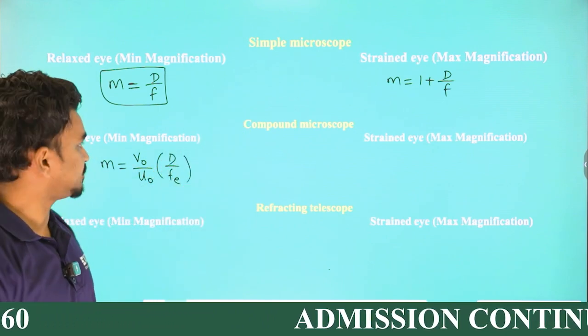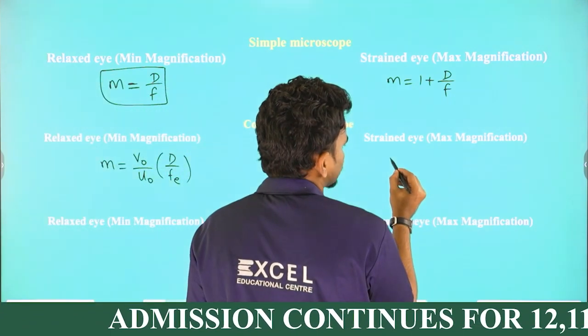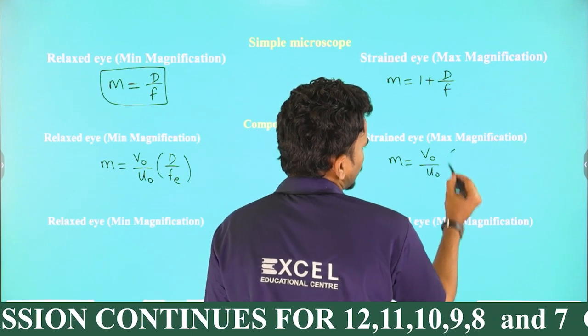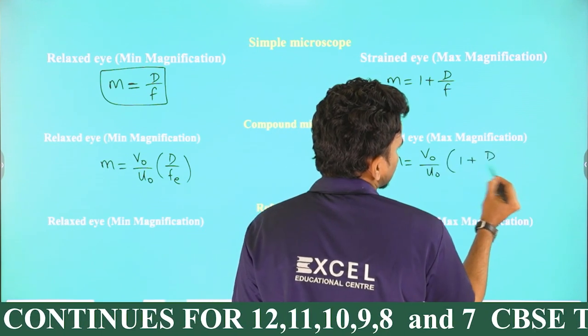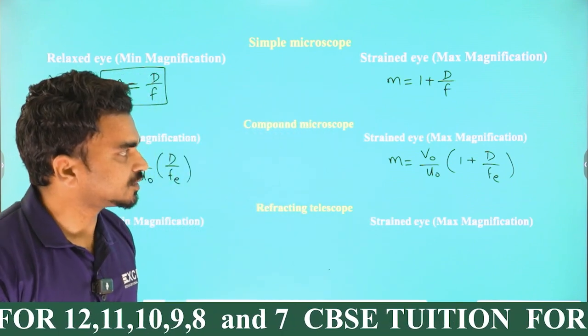Focal length of eyepiece. That's fine. And for the strained eye, the formula comes like M is equal to VO by UO into 1 plus D by FE. That's the result. Okay, keep it in your mind.